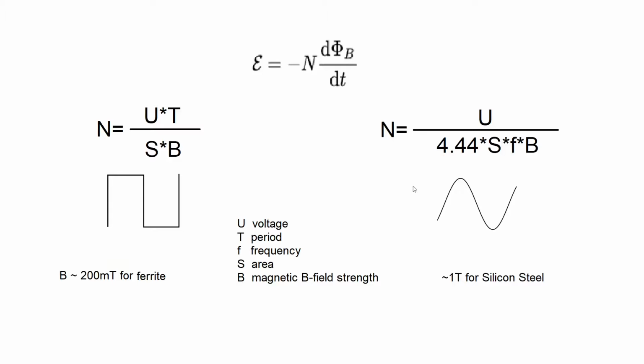So if you're making a transformer, how do you calculate the number of turns per 1 volt? Well, it's called the transformer equation, and it's derived from Faraday's law. And you can see it here.